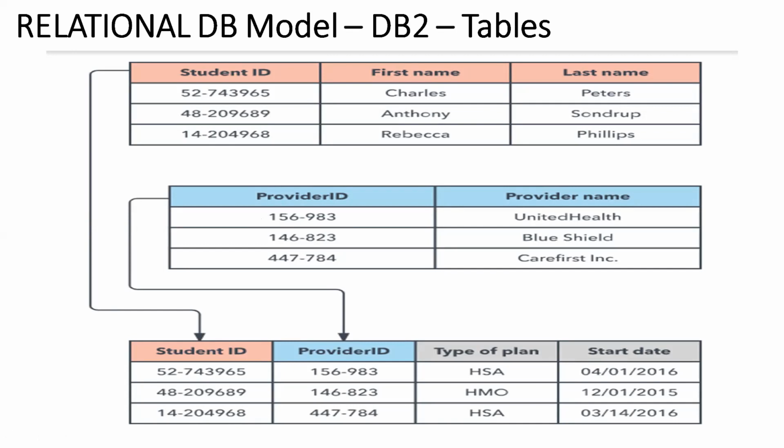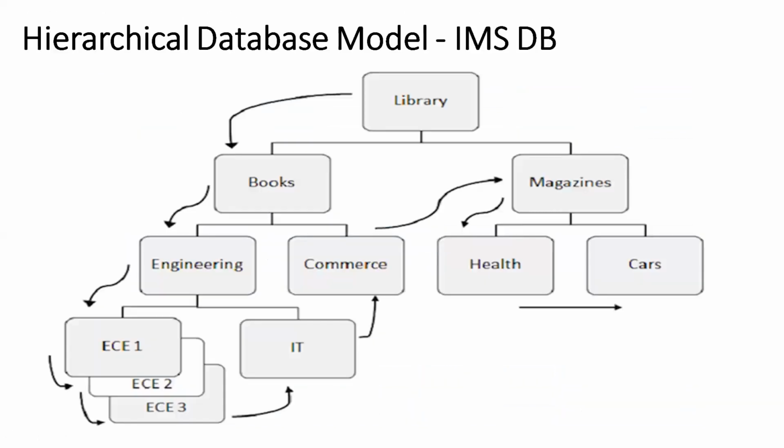Next we have the hierarchical database model. This is the IMS DB structure. IMS DB means Information Management System Database. It's a legacy database of mainframe. Even now there is a lot of data on IMS DB. A lot of businesses have their core data on IMS DB.